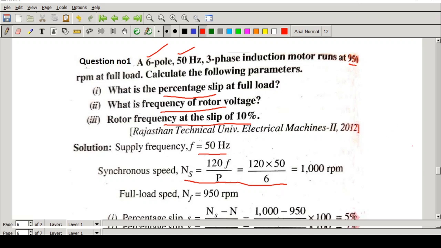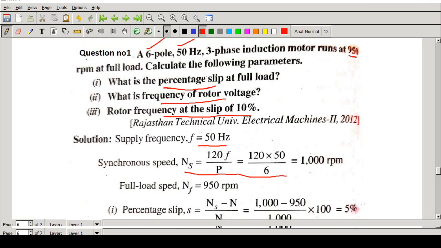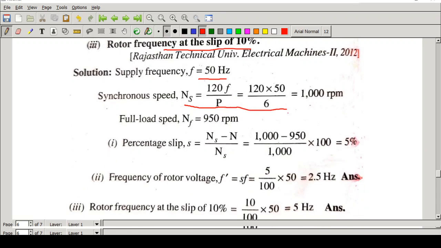Now the question is to find the percentage of the slip, right? And also it is given that the motor runs at 950 rpm, which means the rotor speed is given. So you can take it as Nr is equal to 950. So we can easily calculate the slip, right? (Ns minus Nr) by Ns. Ns we already found as 1000. Nr is given. We can find the value of the slip.